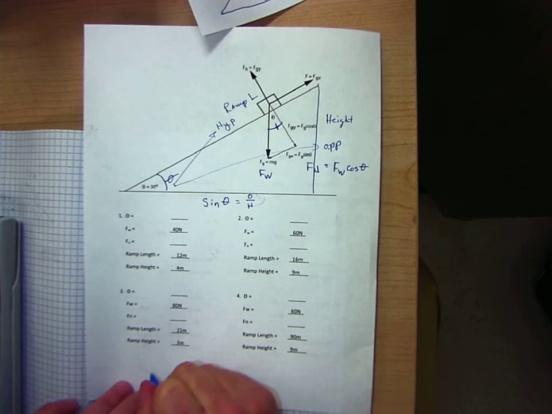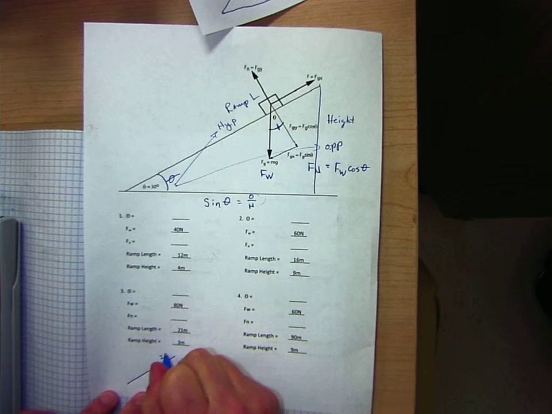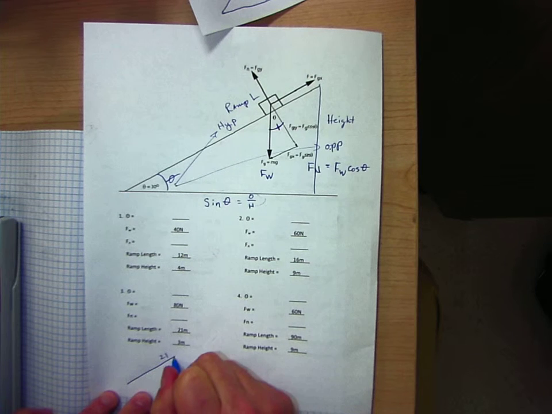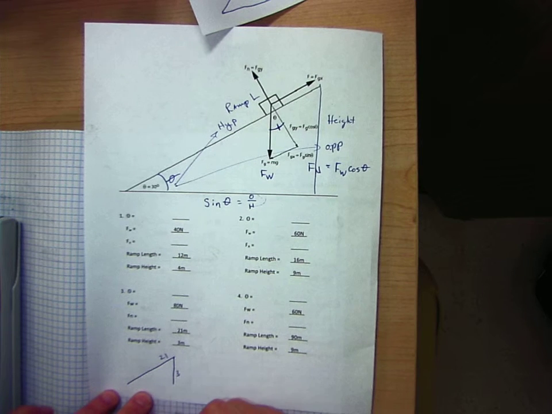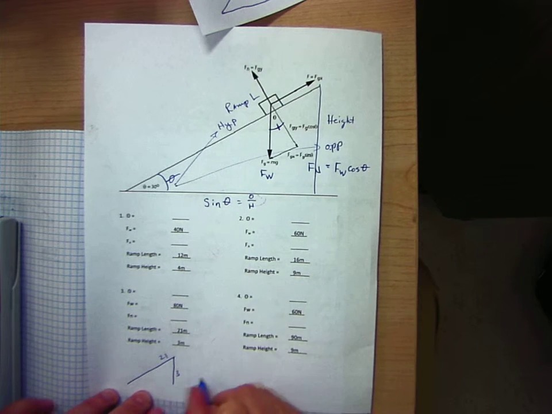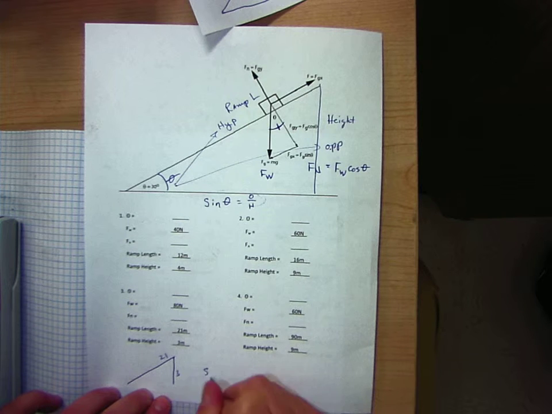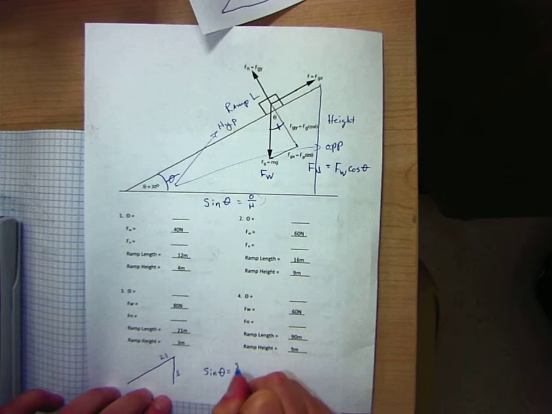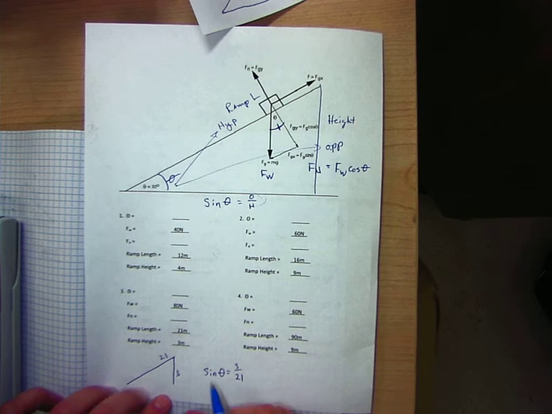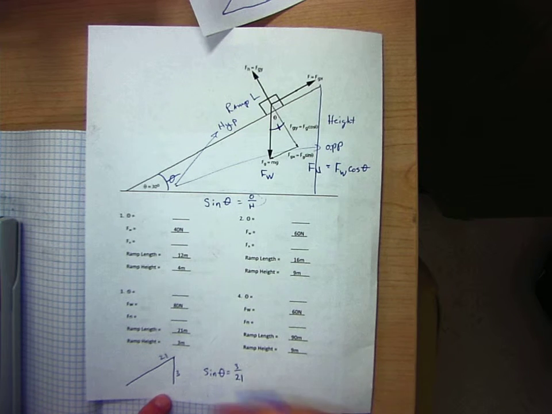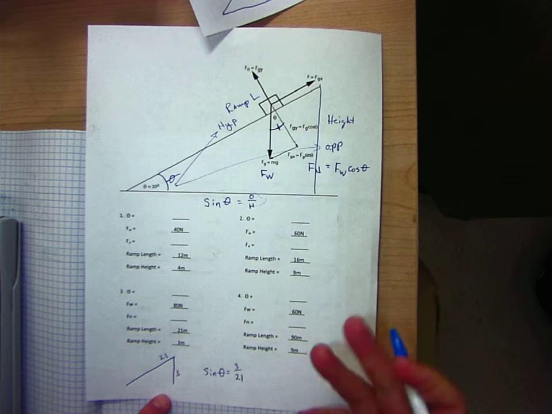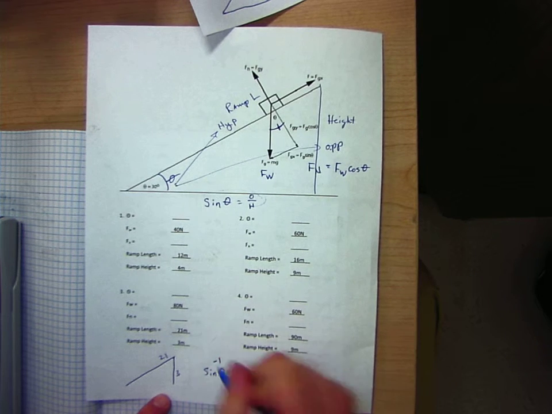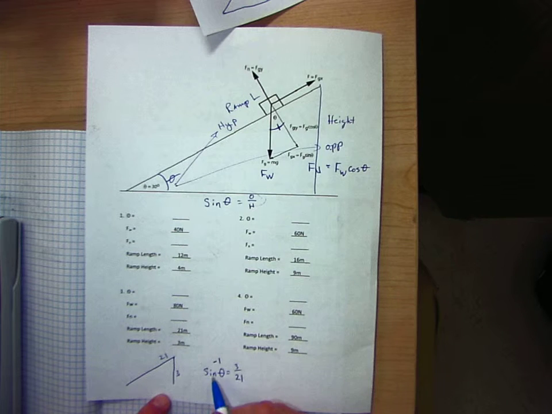So in this drawing, the ramp length is 21, and the height of the ramp is 3. We've already been told that it's going to be the sine, opposite over the hypotenuse. Sine theta is equal to 3 over 21. But because we don't have an angle, it didn't say, hey, sine 15 will lead you to this. We don't know it, so we have to do the inverse sine. We don't have the angle, so we do the inverse sine to find the angle.